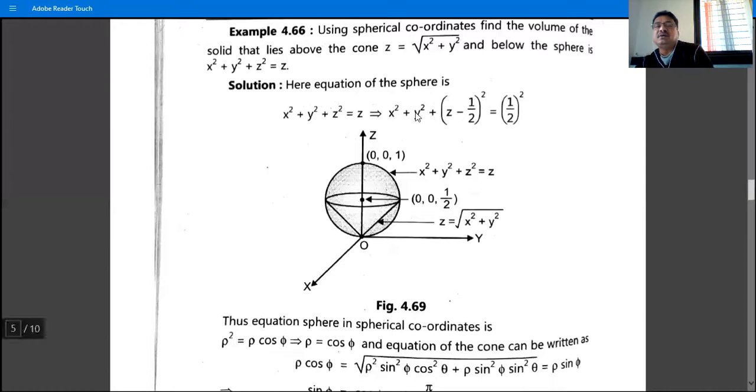So what is the center? This is (x minus 0) bracket square, this is (y minus 0) bracket square. So (0, 0, 1/2) is the center of the sphere. And this is the diagram, and the radius of the sphere is 1/2.